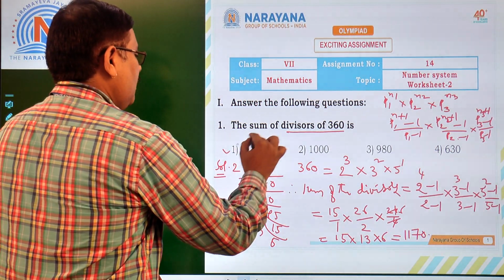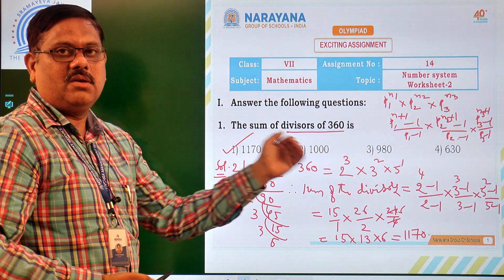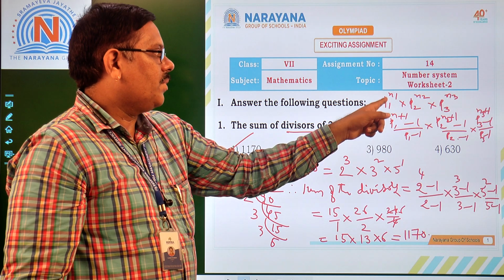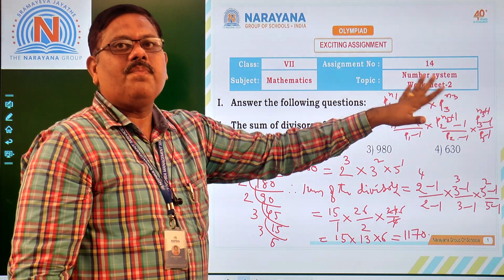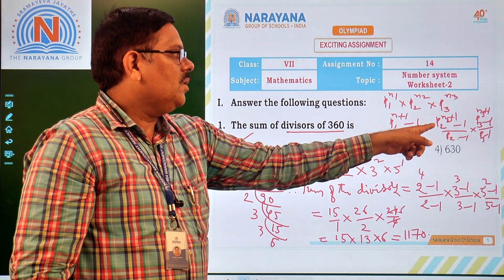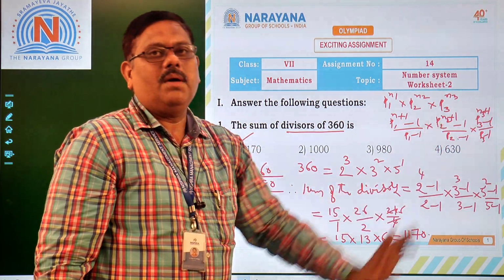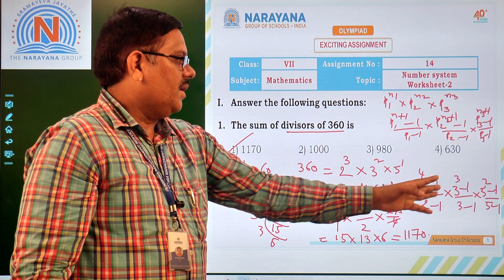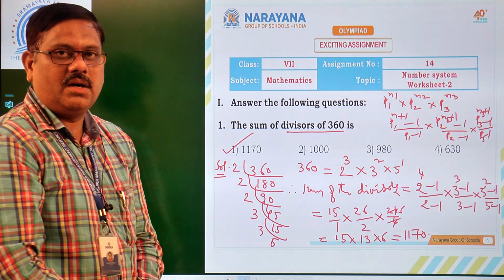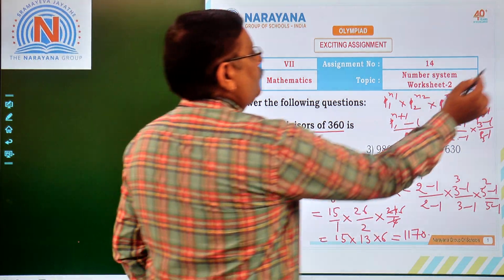1170. That is nothing but the first option. What did we do here? 360 we wrote in standard form, that is product of primes. Next, using this formula, if you have any natural number like P1 power N1 into P2 power N2 into P3 power N3, the sum of the factors is P1 power N1 plus 1 minus 1 by P1 minus 1, into P2 power N2 plus 1 minus 1 by P2 minus 1, into P3 power N3 plus 1 minus 1 by P3 minus 1. Using that we have simplified this, thereby the final answer we got is 1170. That is nothing but the first option. Now we will move to the next question.